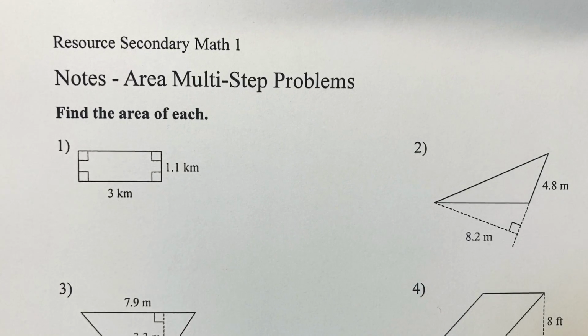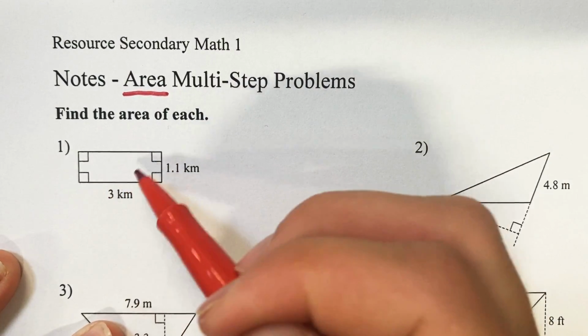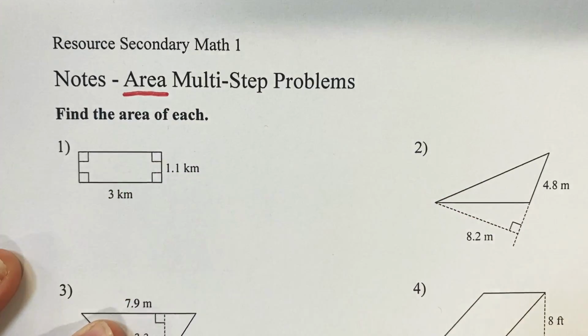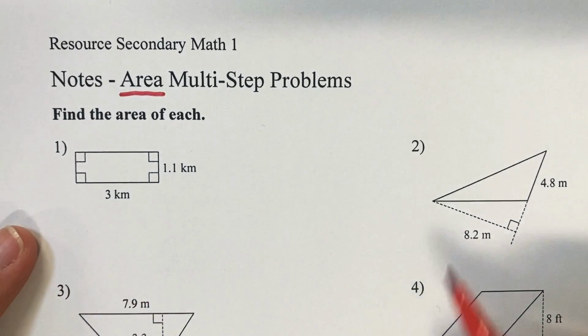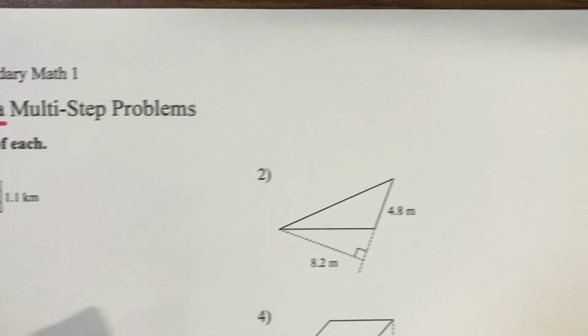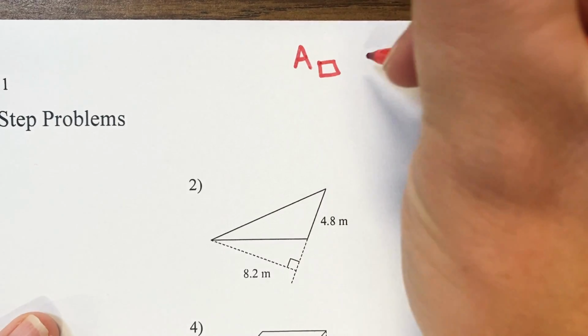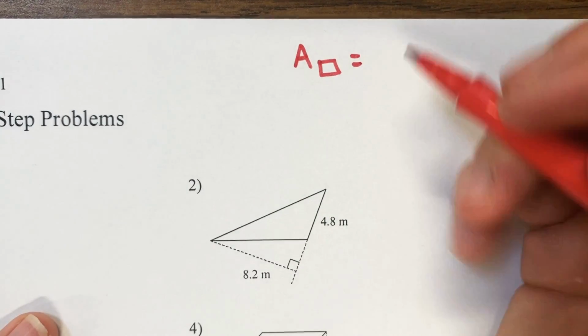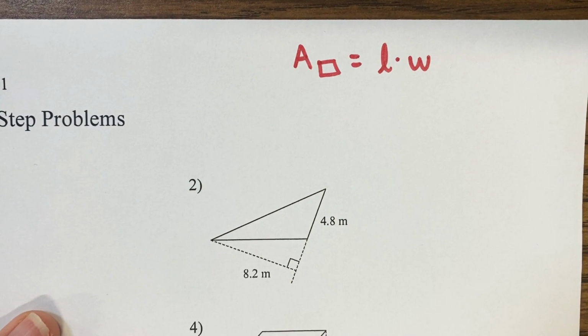All right, my secondary math 1 class, we are going to be continuing to talk about area, which means the space that fills up that two-dimensional shape, right? So we've talked about a few different shapes and how to find their area. So let's go ahead and rewrite those formulas. Okay, so we have area of a rectangle. That's going to be length times width.